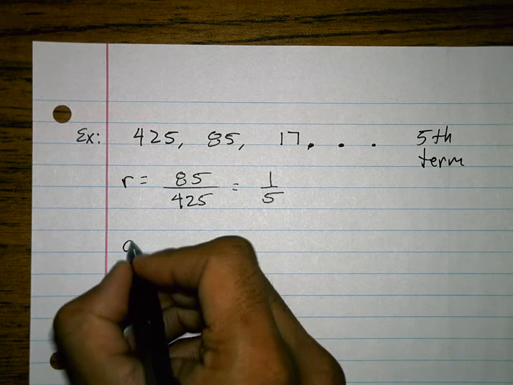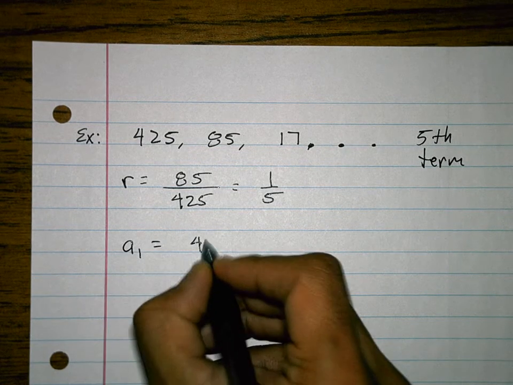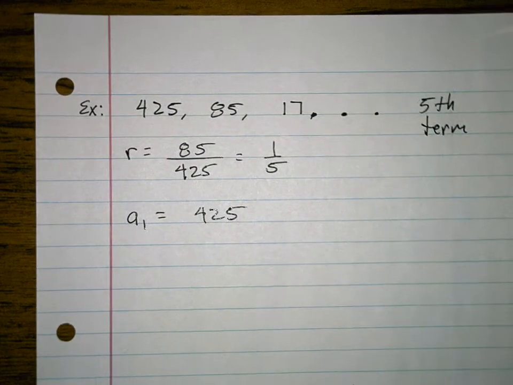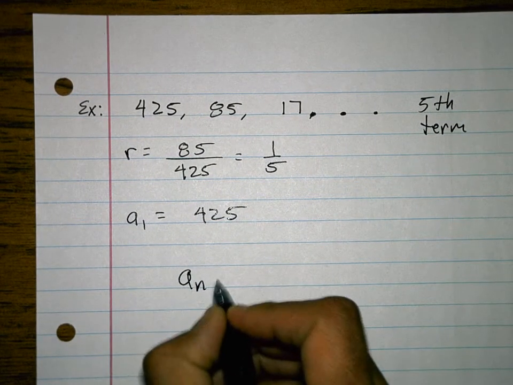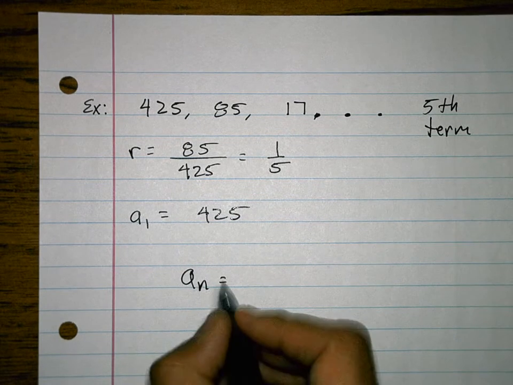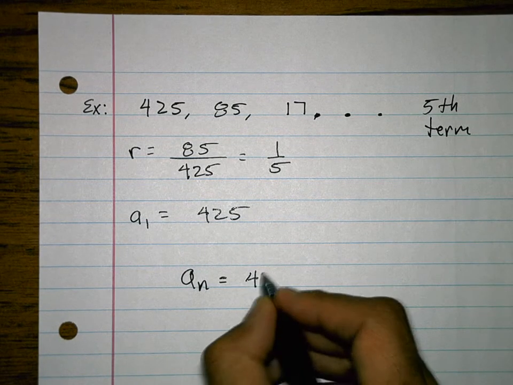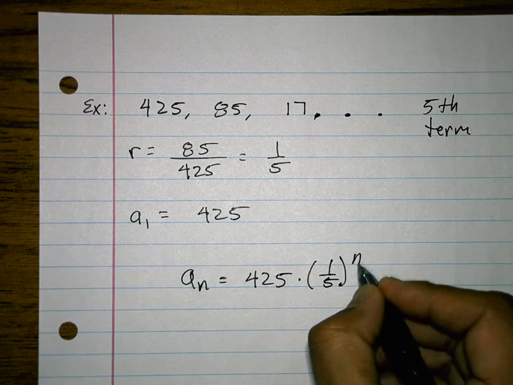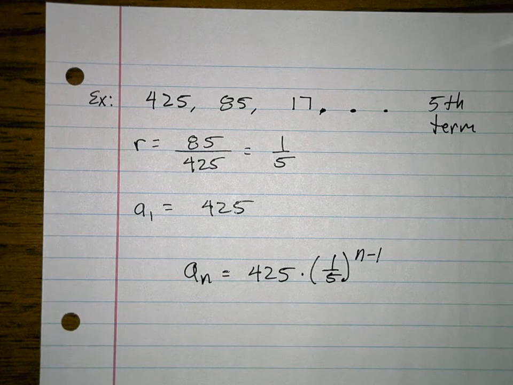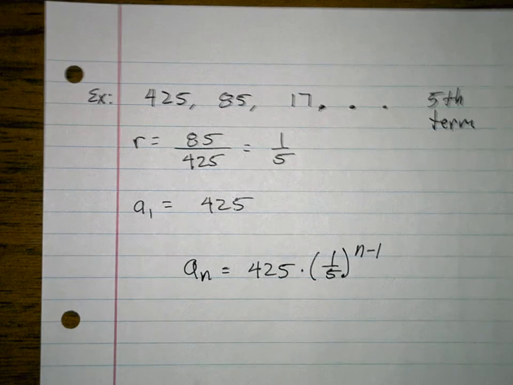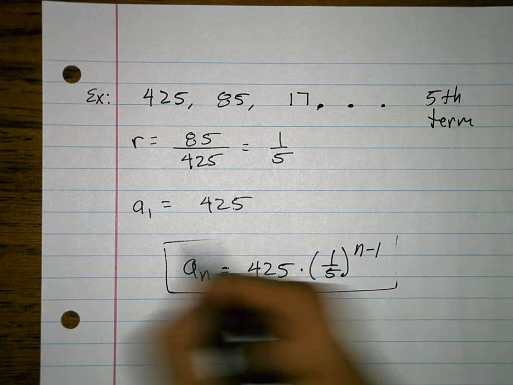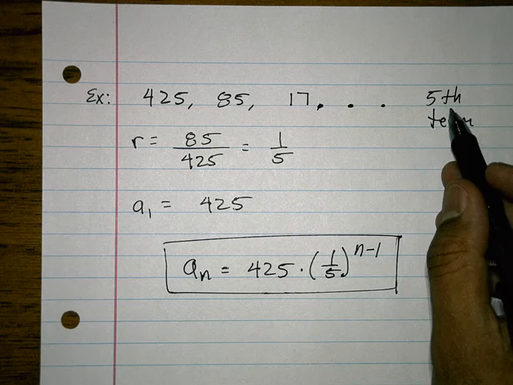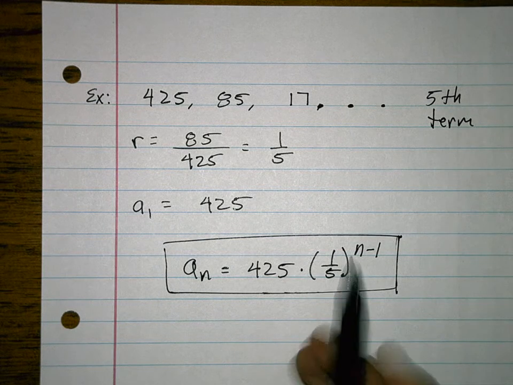My first term, a sub 1, is 425. Okay, just by looking at it. So now I'm going to write the explicit formula. And the explicit formula is a sub n equals the first term times the common ratio to the n minus 1. Okay, so there it is. So now how do I use it? Okay, well, it's a function. So I plug in a 5 for the n, and that will give me the fifth term.